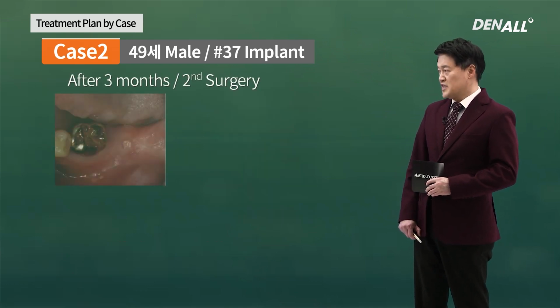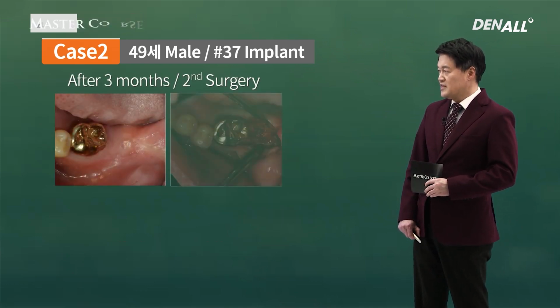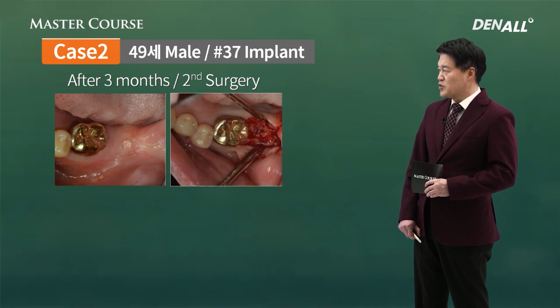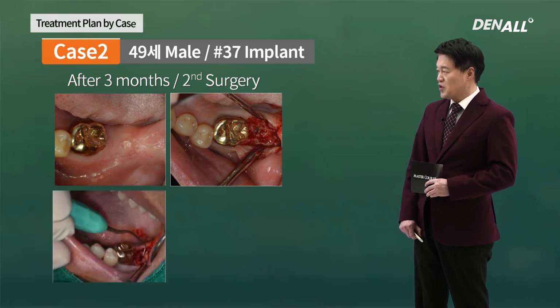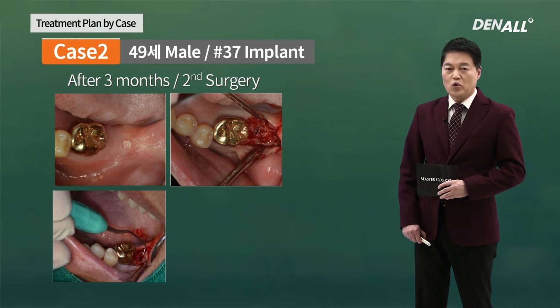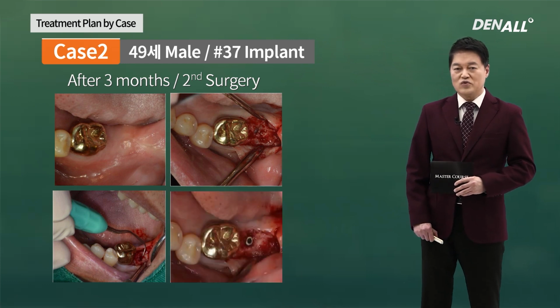Three months later, second surgery was done. Incision was done in the cover screw area. You can see that bone has grown over, and in those cases, in order to find the cover screw, I use a curette and remove bone here. And if you find it, the cover screw is removed.